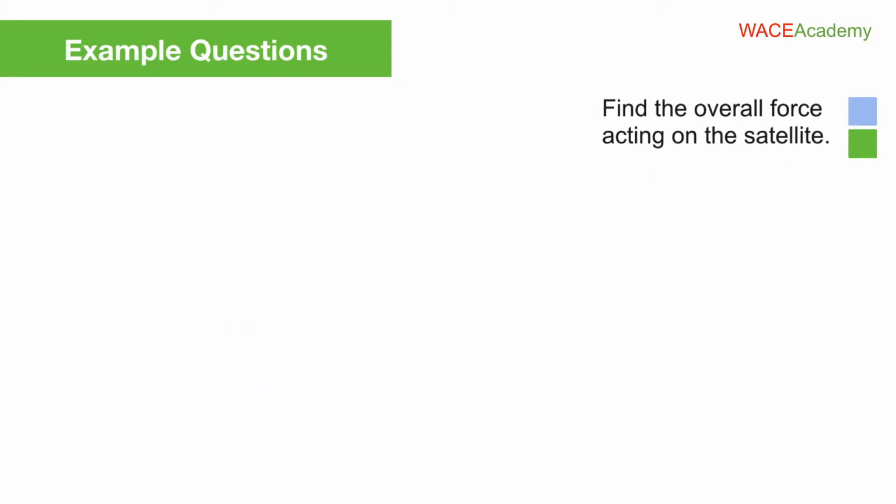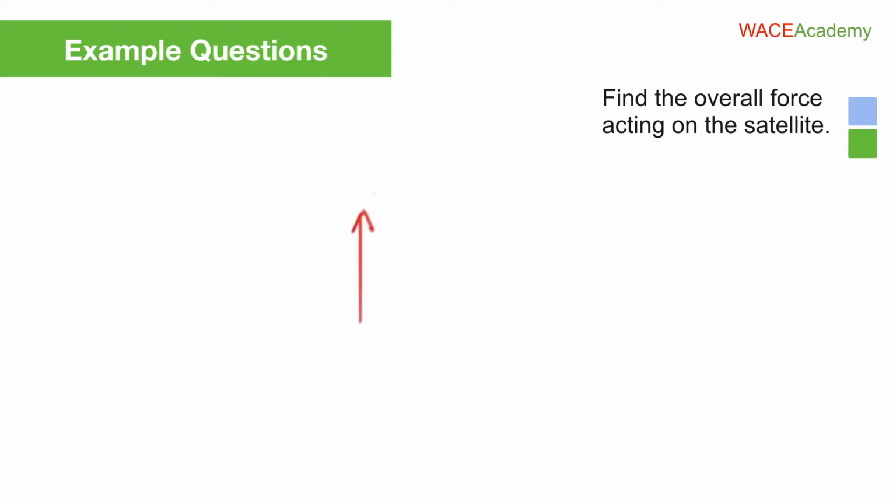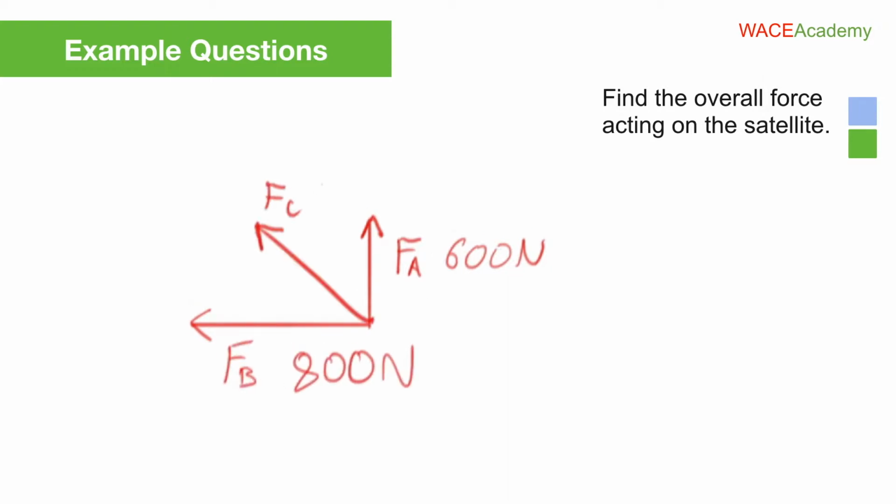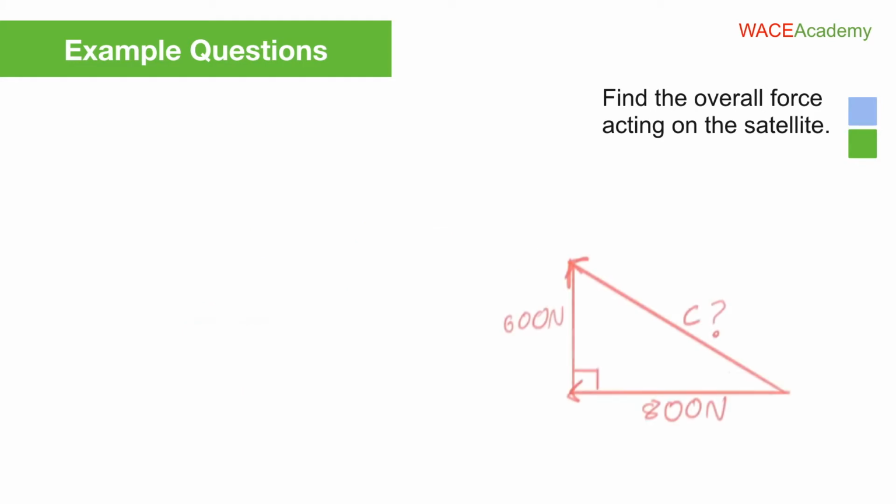Firstly, draw a diagram of the forces we already know and the overall force we want to find. Just by looking at the forces A and B, we can tell that the overall force is going to be somewhere in this direction between the two of them. Next, we're going to rearrange these lines, which represent the forces, to form a right-angled triangle. Begin by choosing and drawing out any of the two forces that we already know, A or B, and then draw the second force. Then add the final hypotenuse to the triangle, which will be the overall force, the one we're trying to find.